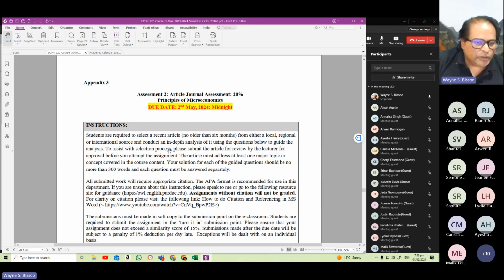All right. So you are required to find an article in the newspapers or in international or regional newspapers that has some form of economic content in it. First of all, it can't be more than 6 months old. So that's the first thing. You're going to be looking at that article to evaluate it in relation to an economic aspect. What you're looking for is the application of economics to the world around us.